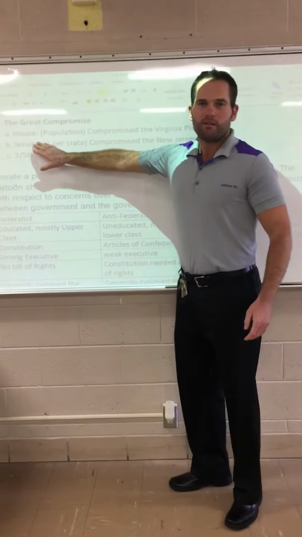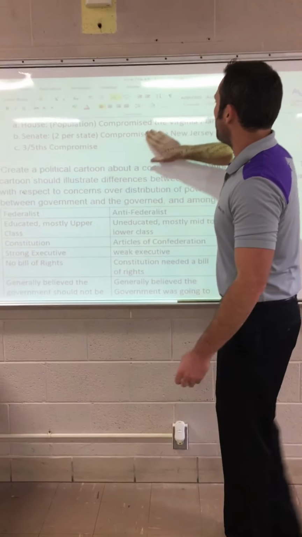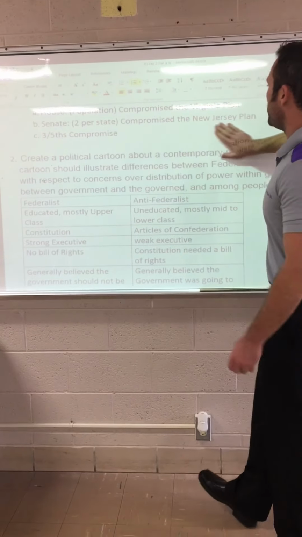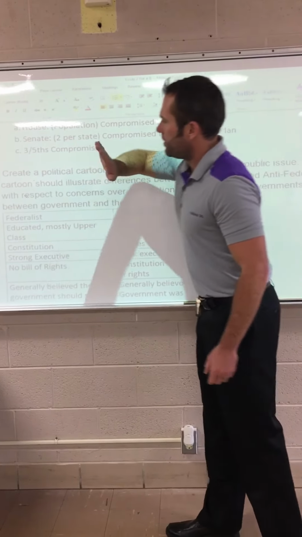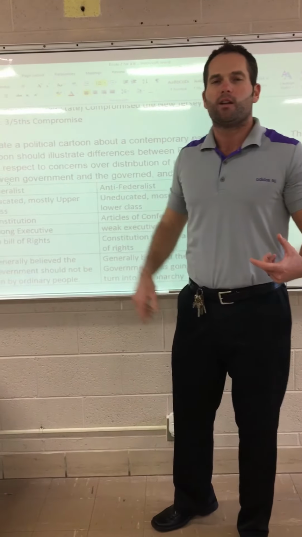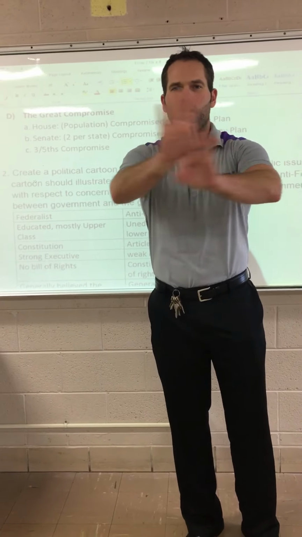Okay. So we understand this. We understand the House is determined upon population. It compromises the Virginia Plan. The Senate, 2 per state, compromises the Jersey Plan because it's equal. 3/5 is the last thing you need to talk about because it's talking about slavery. For every 5 slaves, 3 will count towards the population of the states.